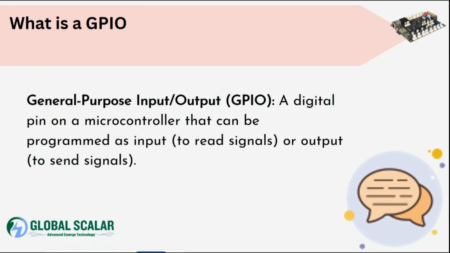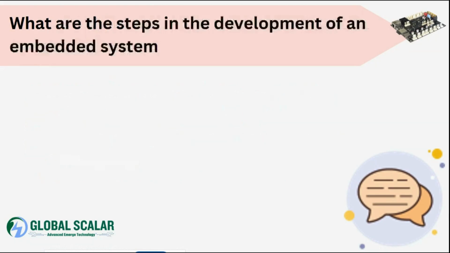What is the GPIO? GPIO is the general purpose inputs and outputs. A digital pin on the microcontroller that can be programmed as a specific input to read a signal and to send a signal.